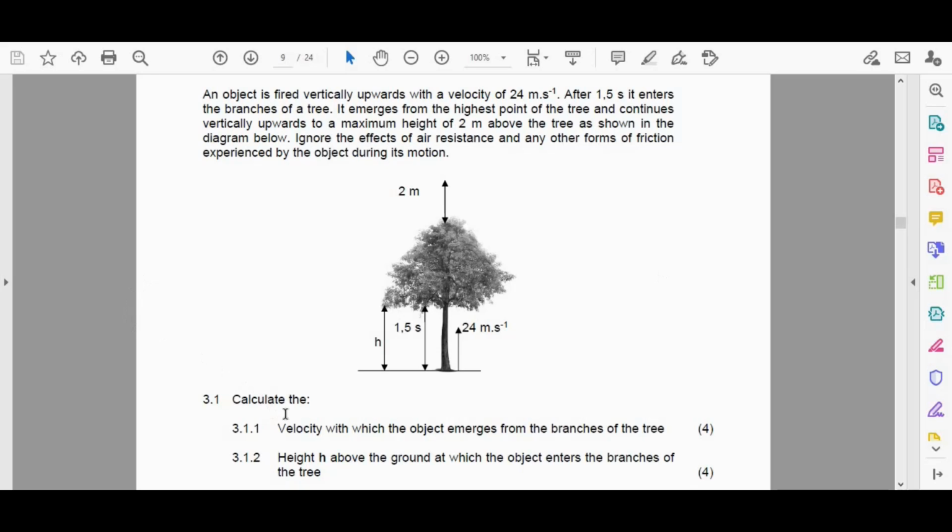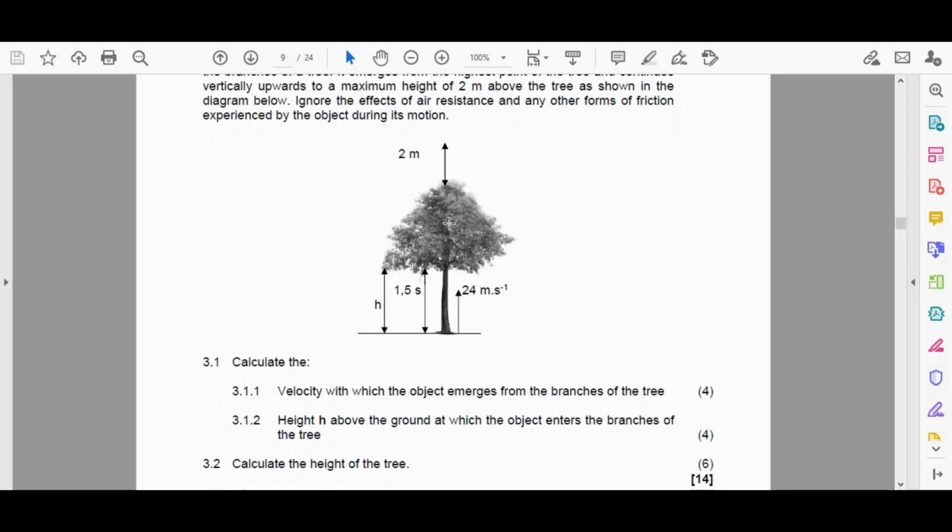So in the first question we calculated the velocity from which the object emerges from the tree. From that point it emerged at 6,26 meters per second. What we want to find out is the velocity when it was still in this little motion over here. It entered at 24. What did it decrease to before it got to the top over there? Let's have a look at that.